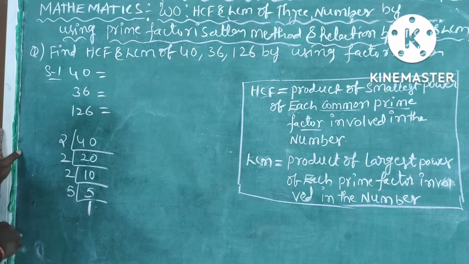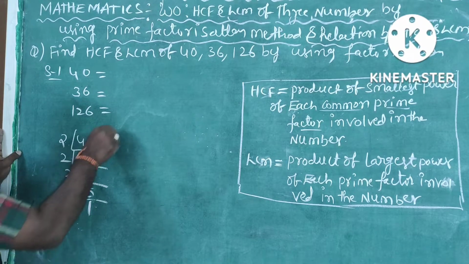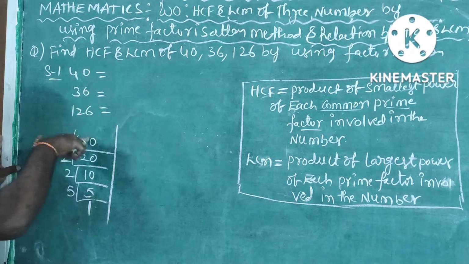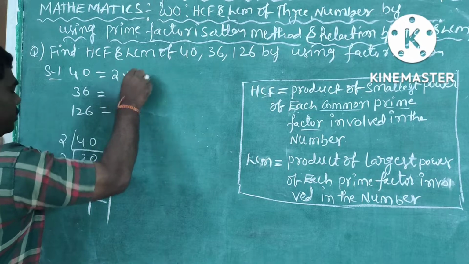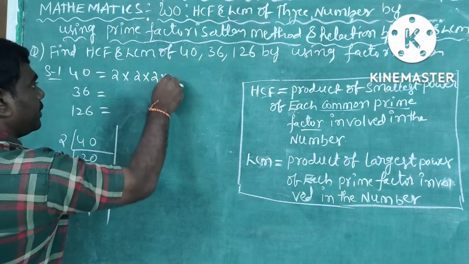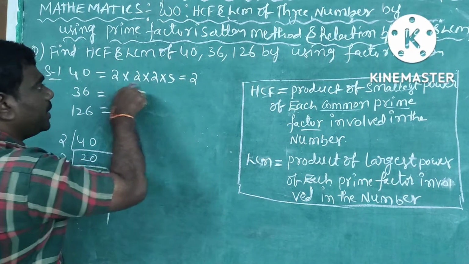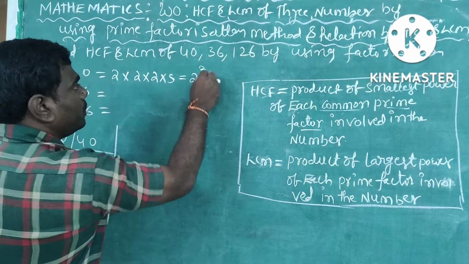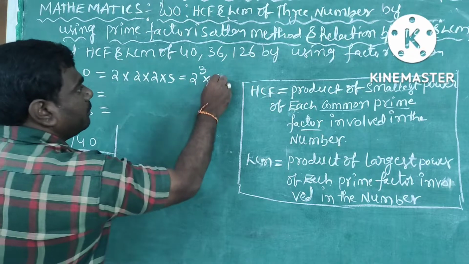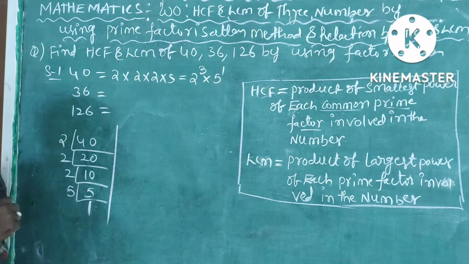5 ones are 5. Now stop the process and write the prime factorization of 40: 2 into 2 into 2 into 5. I can write the unique factorization: 2 is repeating 3 times, we can write 2 cube. 5 is only one time, which is nothing but 5 power 1.